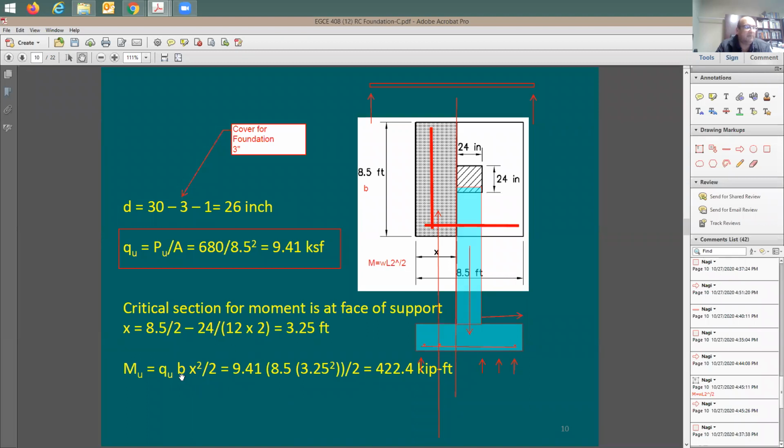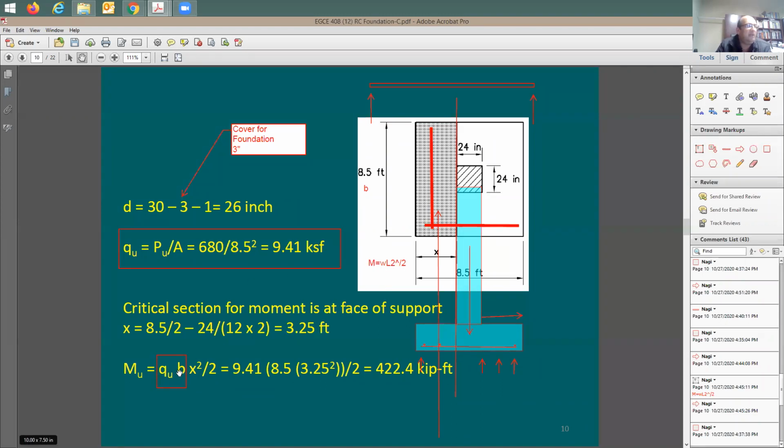Now, where's W? W is going to be Q times B. If you like, you can call this Q times B is going to be W, because this Q is going to be pound per square foot or kip per square foot. And once you multiply by B, it's going to be kip per linear foot, which is the W that you are used to if you're doing cantilever analysis, the simple way that you know of.